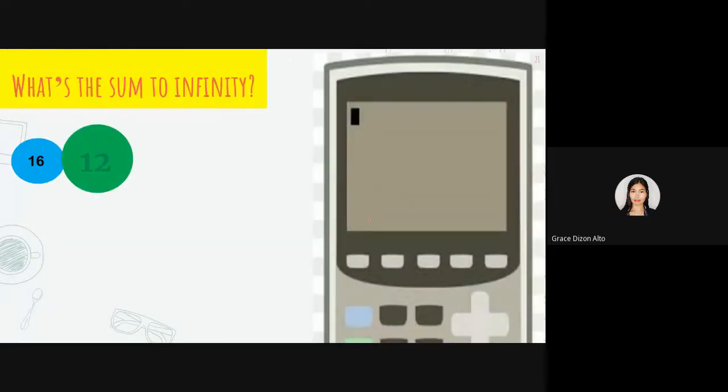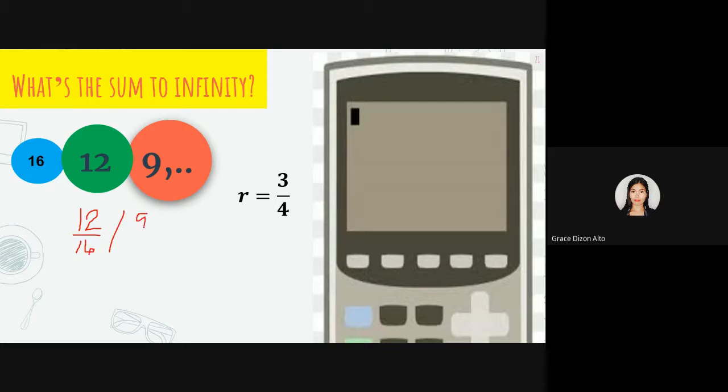We have 16, 12, and 9. Solve for the common ratio. So that is 12 over 16, or we can also use 9 over 12, which will be giving us 3/4. Okay. So after that, we will use the formula for infinity. Substitute the values. So 16 is our first term, divided by 1 minus 3/4, which is our common ratio. So 1 minus 3/4 is 1/4.